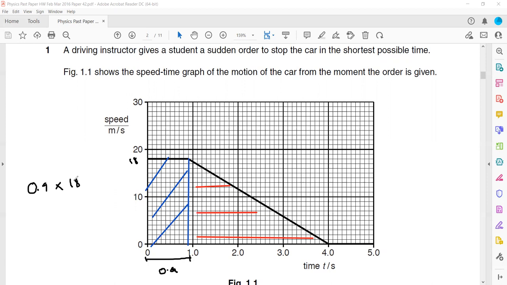So this will give us the distance traveled, or area under the rectangle. So 0.9 multiplied by 18, which is 16.2. So 16.2 is the distance traveled in this region.